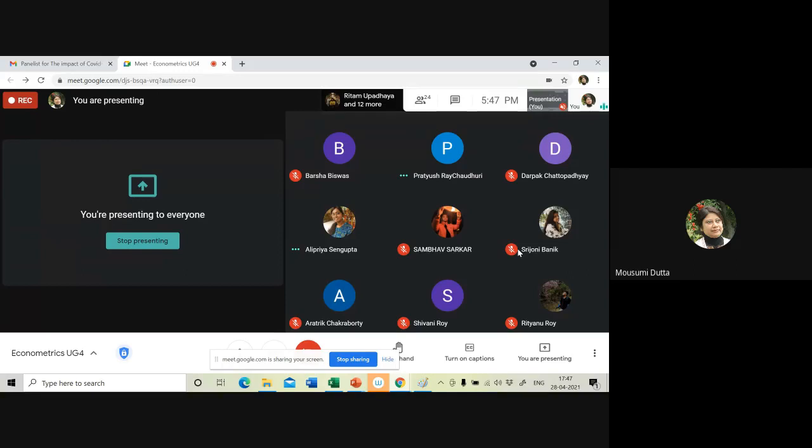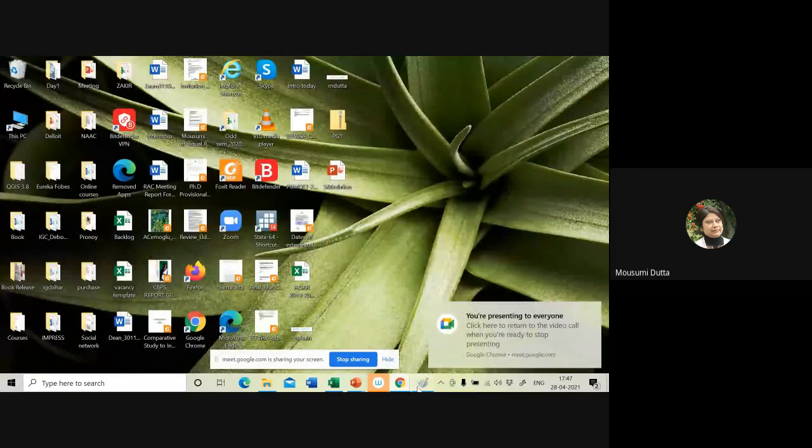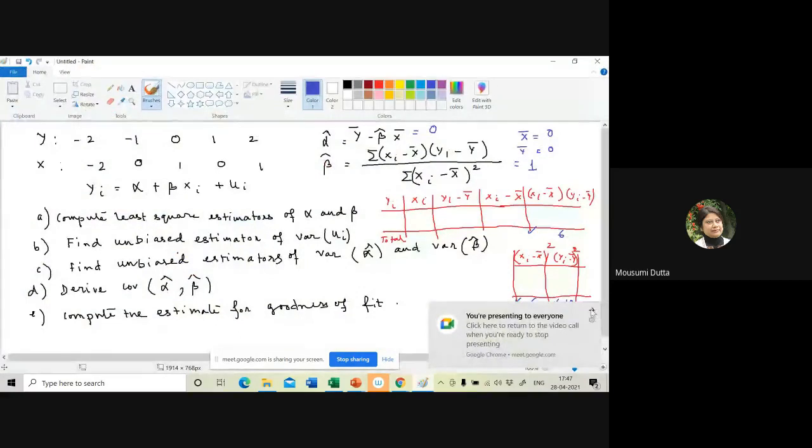I hope you understood, given the set of observations, how to proceed. Next we will move to part B. Find the unbiased estimator of variance of ui. So what is the unbiased estimator of variance of ui? What is the formula?